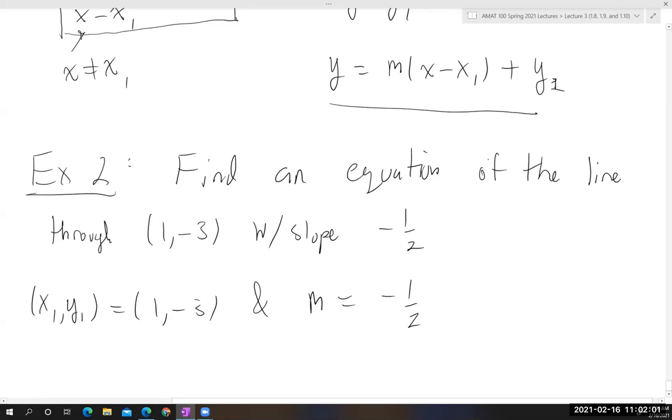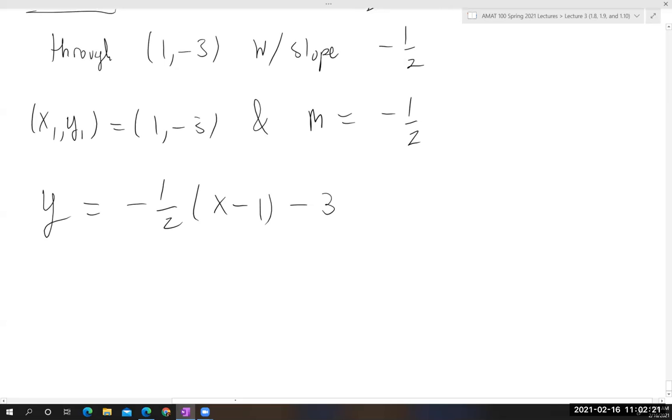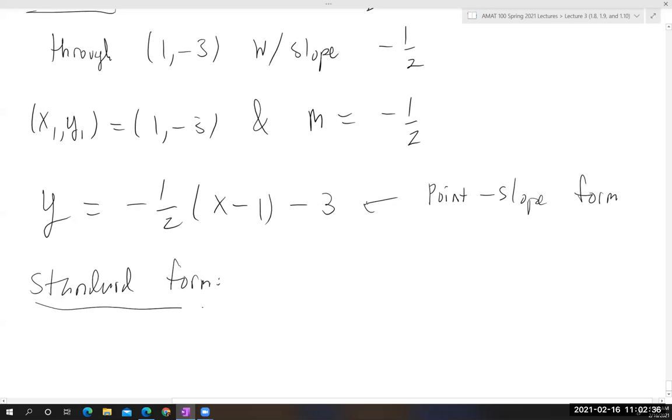So we can use this formula right here to determine the line. So what we'll have is y is equal to -1/2 (x minus 1), and then plus y1, but y1 is equal to -3. So this is one way of writing it. This is point slope form. You can also put it in the so-called standard form. And that looks like this.